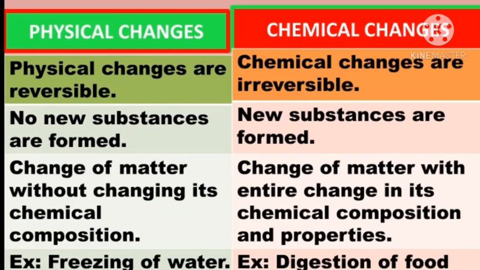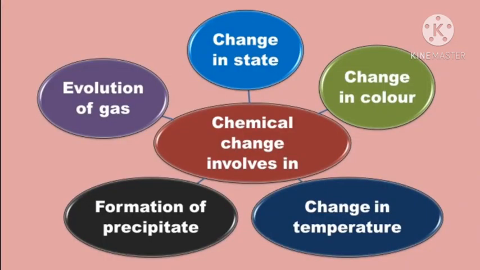Chemical changes. Chemical changes are irreversible and new substances are formed. Change of matter with entire change in its chemical composition as well as properties. Example, digestion of food. Chemical change involves change in state, change of color, change in temperature, formation of precipitate, and evolution of gas.